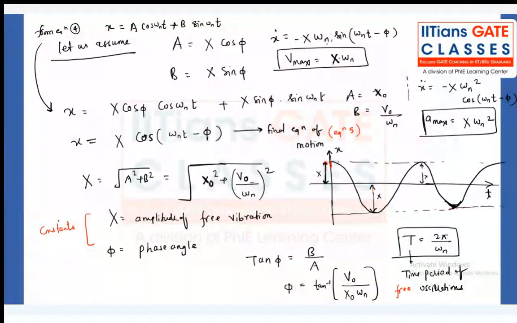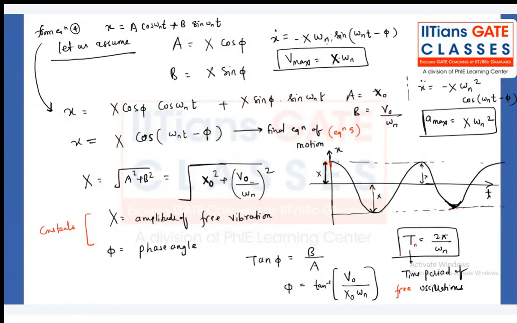Phi is the phase angle. You can do sin phi by cos phi, you will get B by A, already got from the previous slide. Now, what is T? You can write Tn, the time period of natural vibrations, 2 pi by omega n.